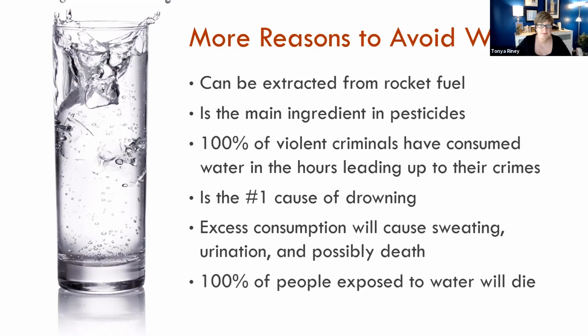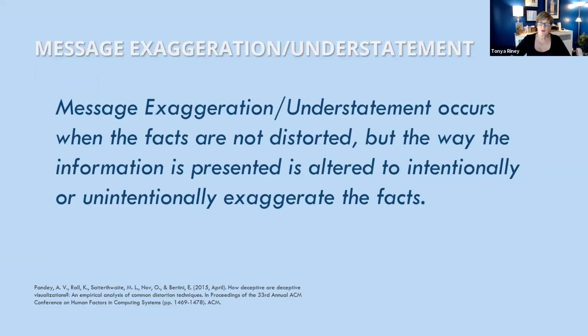So let's talk about ethics. Message exaggeration and understatement occurs when the facts are not distorted, but the way the information is presented is altered to intentionally or unintentionally exaggerate the facts. It is an ethical violation. Other ethical violations of data include a truncated axis, area as quantity, and aspect ratio, which we're going to dive into right now. And by the way, friends, I'll have a solid list of all of the resources for this presentation. And if you'd like a copy of it, please email me, and I'm very happy to share it and engage in more conversation because I love this stuff.